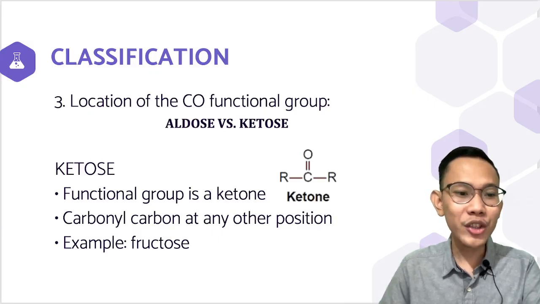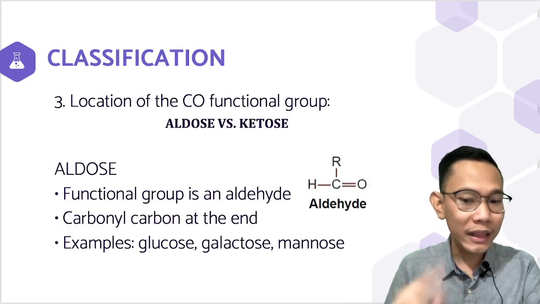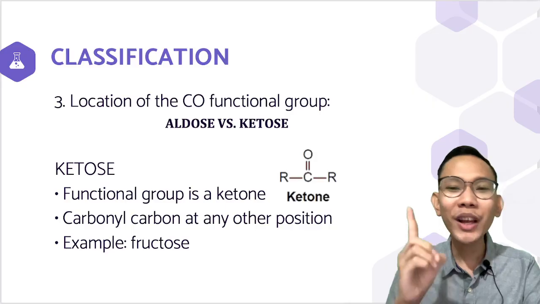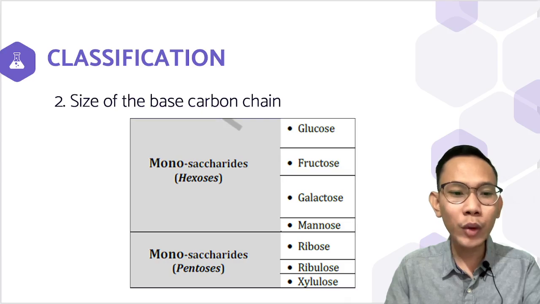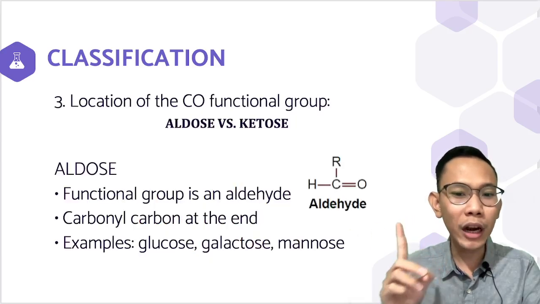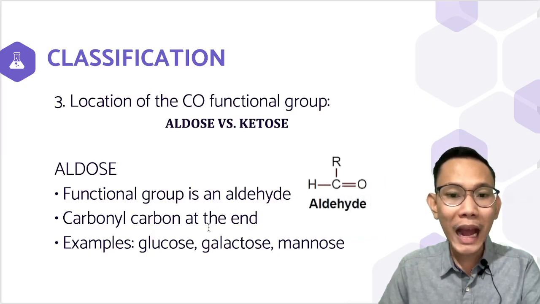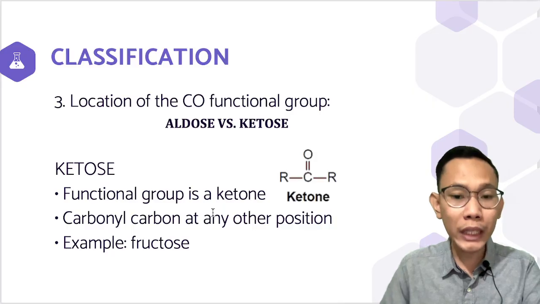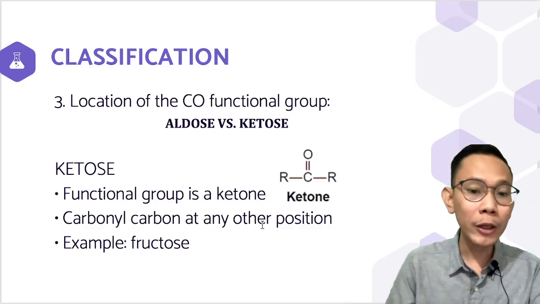Again, let's differentiate, ha. Aldose, when we say aldose, the functional group is an aldehyde. When we say ketose, the functional group is a ketone. And your carbonyl carbon, pag sinabi natin carbonyl carbon, referring to the C double bond O, pag aldose, at the end. Pag ketose, at any other position. Sige, we will have a better picture on that.